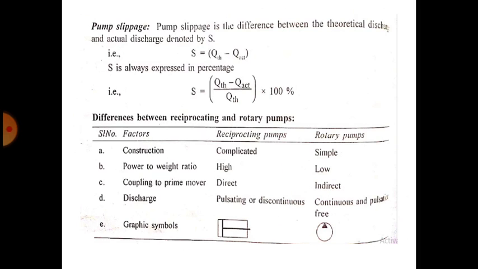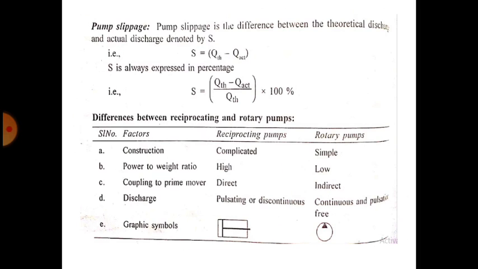Pump slippage. So what is pump slippage? Pump slippage is the difference between the theoretical discharge and actual discharge, denoted by S. S is equal to Q theoretical minus Q actual. In percentage, S is equal to Q theoretical minus Q actual, divided by Q theoretical, into 100. So that will give the pump slippage.